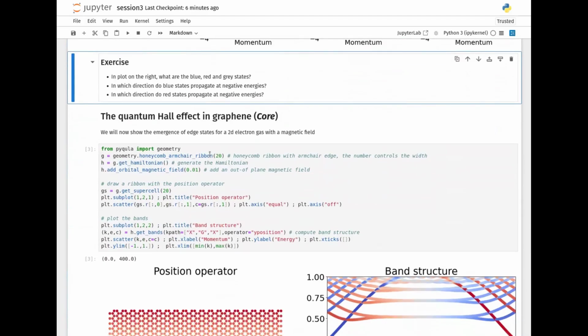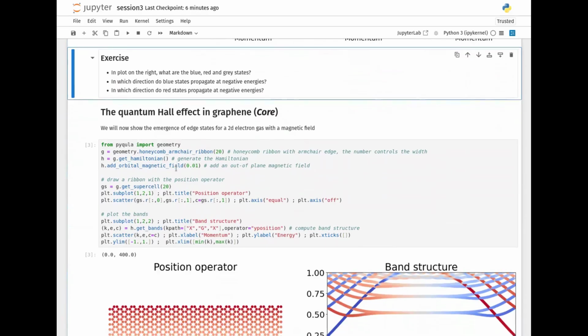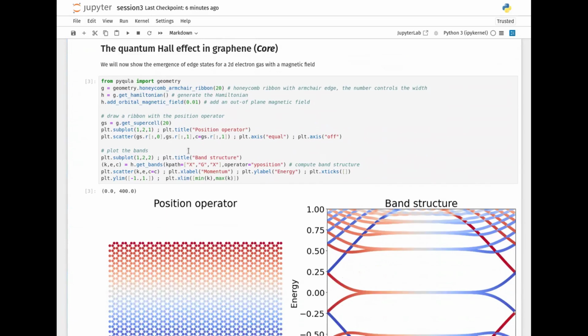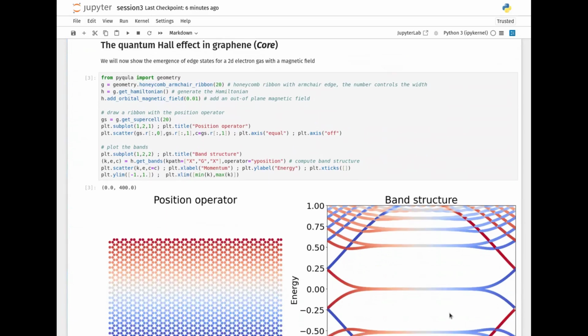Okay, let us move on to the next exercise, which is the quantum Hall effect now in graphene. So before we were taking a triangular lattice, now we are going to take graphene. And so for that, we are going to take a honeycomb lattice, in particular with an armchair termination. We add the magnetic field, we plot the geometry, and we plot the bands, and then we get these plots that we see over here.